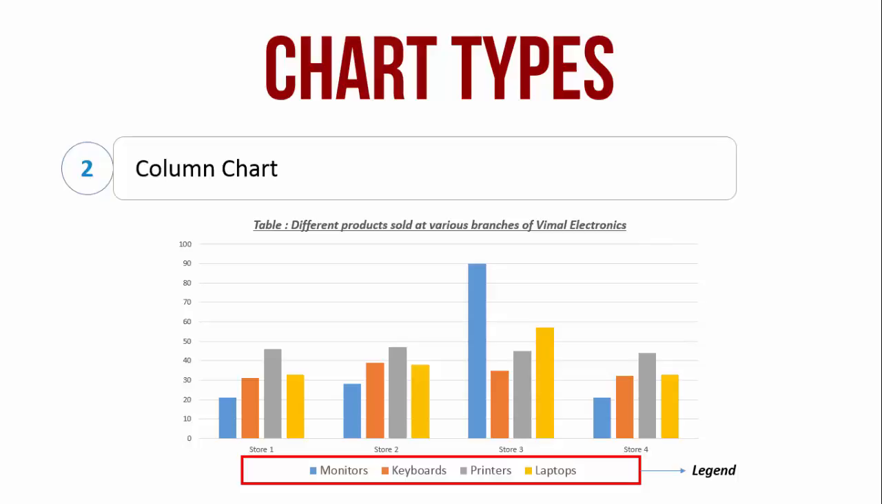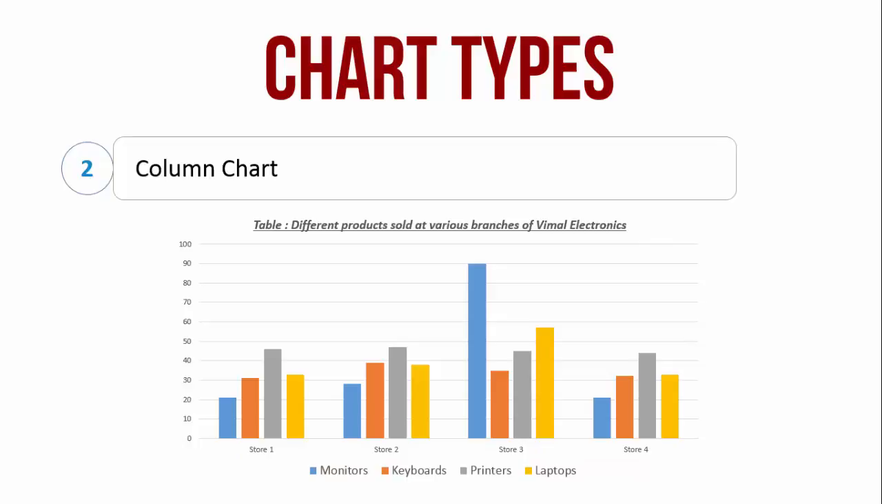For instance, Store 1 has a blue column, orange column, grey column and yellow column. Similarly for Store 2, Store 3 and Store 4. So how do you know what is the grey column? The legend tells you what each column stands for. So in this chart it's telling you that the blue column means a monitor, orange means keyboard, grey means printer and yellow means laptop.